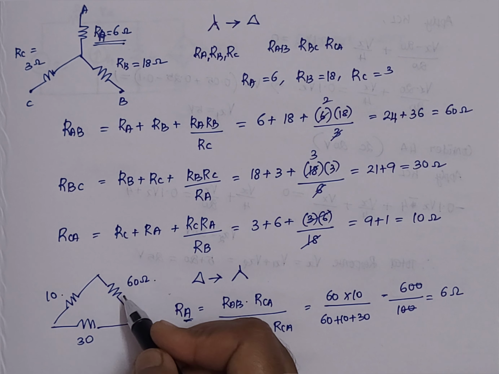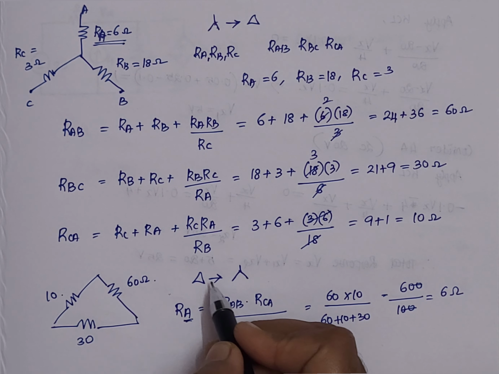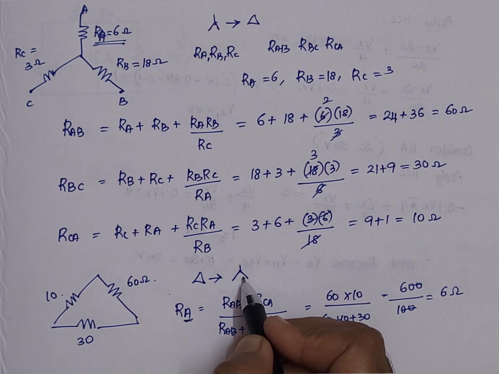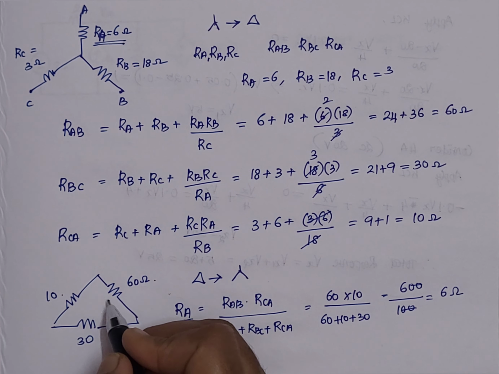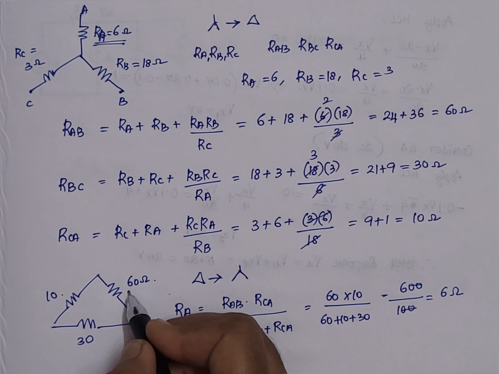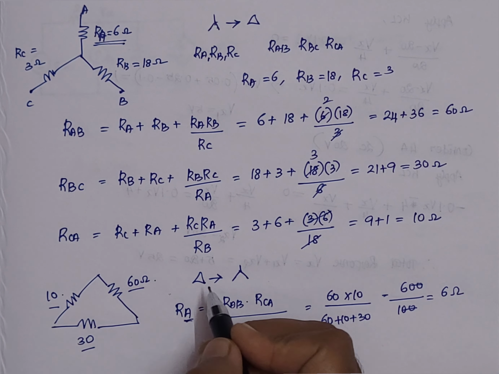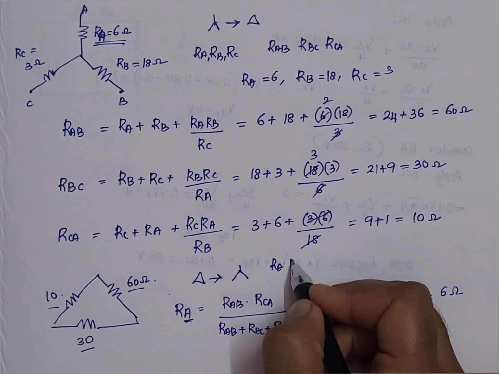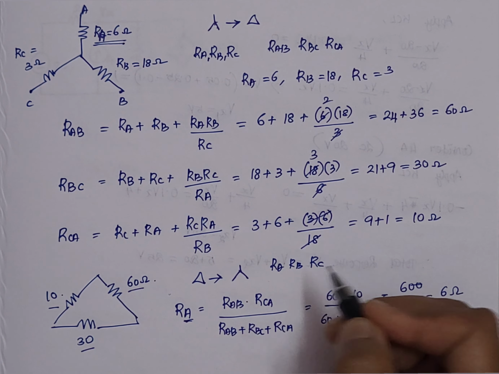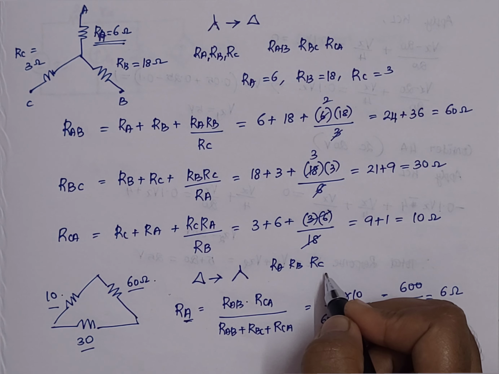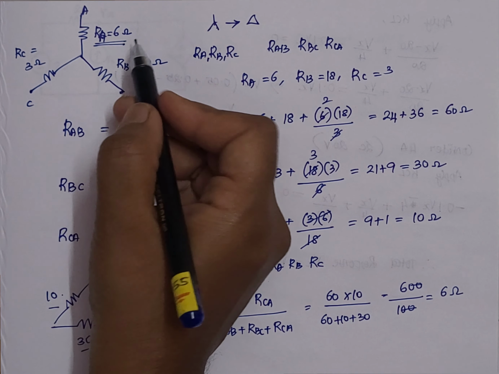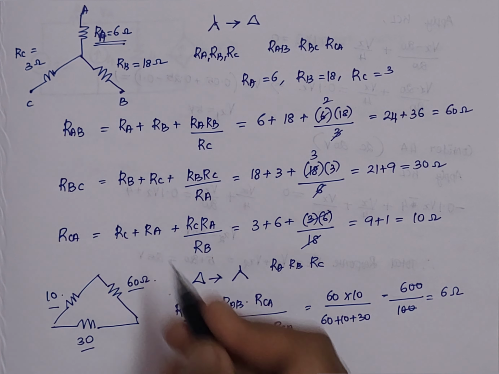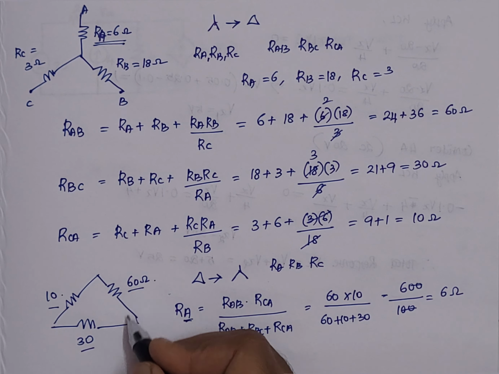Now let us see the opposite conversion also, which is converting a delta network into its equivalent star network. Just assume that we have a delta network with the values as 60, 30 and 10, and now after converting the values into its equivalent star network, we have to get the values of RA, RB and RC. These values we have calculated earlier, that is we have the same problem, 6, 18 and 3. Now let us check by applying the formula.